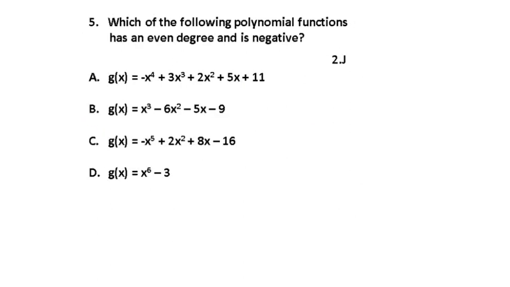Next, which of the following polynomial functions has an even degree and is negative? Well, for even degree, we look at the highest exponentiated term out there. We have to have an even degree, so cross out the odd degree ones, these two here, and it is negative. Well, in choice A, we have negative x to the 4th power. That's going to be our answer.